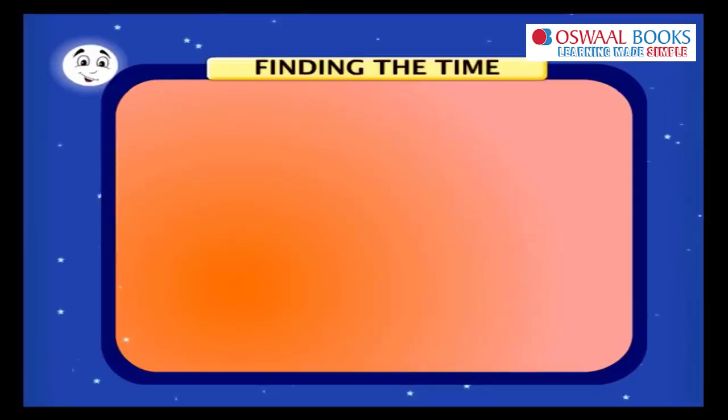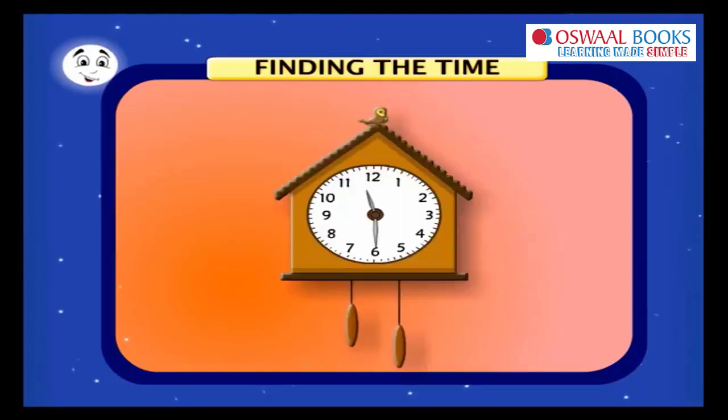Finding the time. In this clock, the minute hand is at 6, so it has crossed 6 numbers of 5 divisions each. So 5 into 6 is equal to 30 minutes. The hour hand is between 11 and 12, so the time is 11:30. In this clock, the minute hand is at 10.